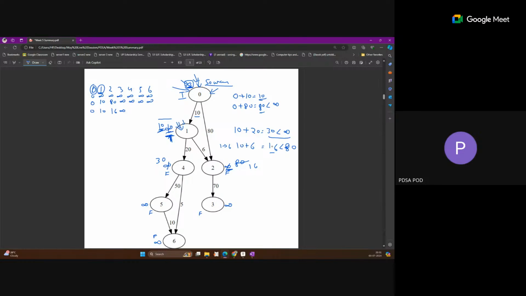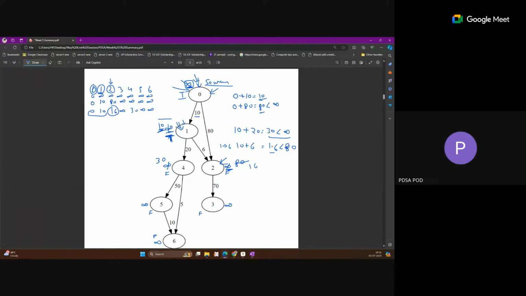4 is now updated to 30. Okay, and this will remain infinite. Okay, so now you can see these two have already been selected. Now the remaining are 2 3 4 5 6. So which one is the smallest? Then we will select 2, this one. Okay, this 16. Now from this we can only move to 3.